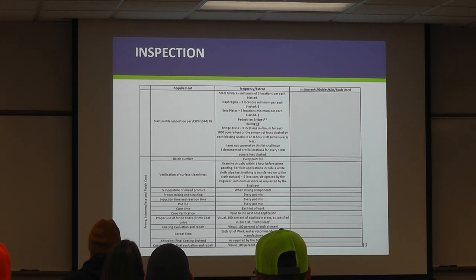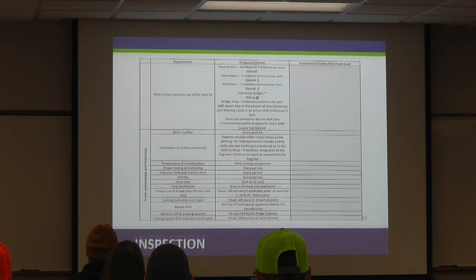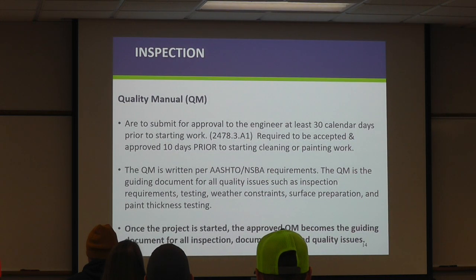And this should be in your manual part, so you can just look through this. You are to have the contractor submit their quality manual, let's see, 60 days for initial approval, 30 days is kind of the cutoff for any final stuff, any changes they want to make. And it is required to be accepted by your entity and the contractor 10 days prior to even starting work.